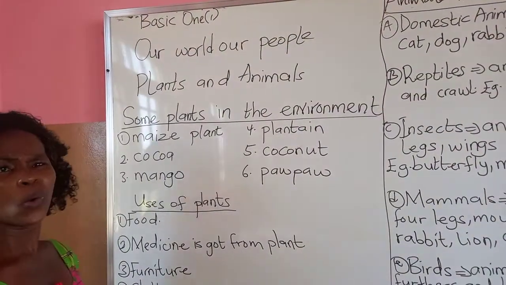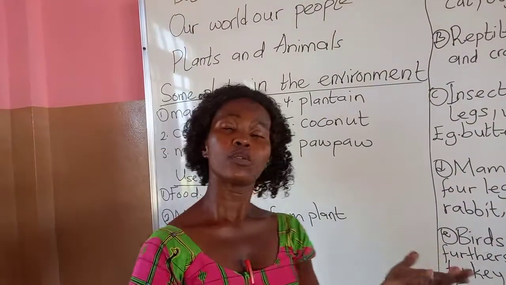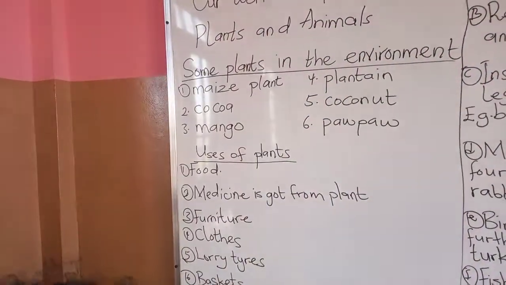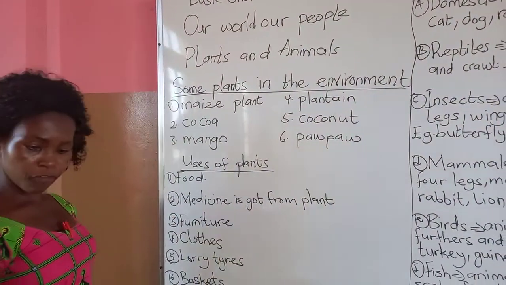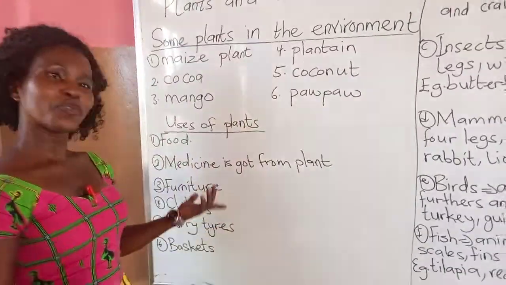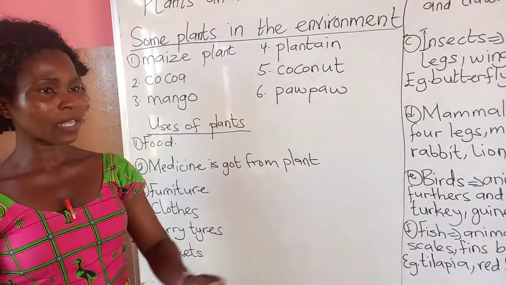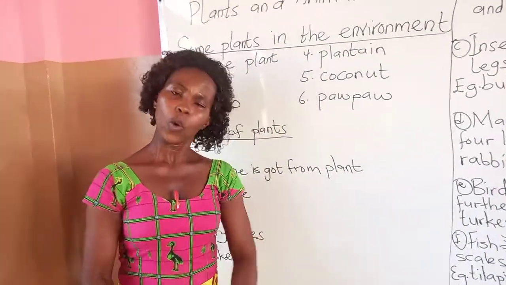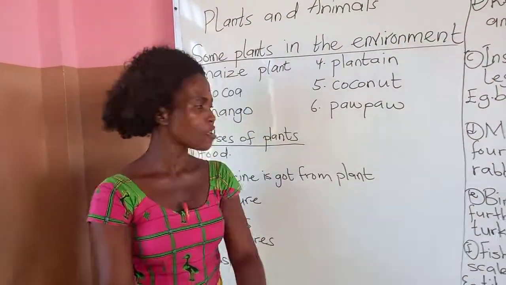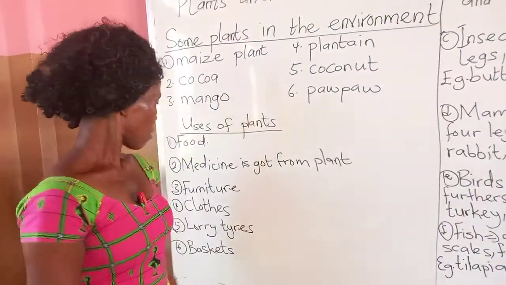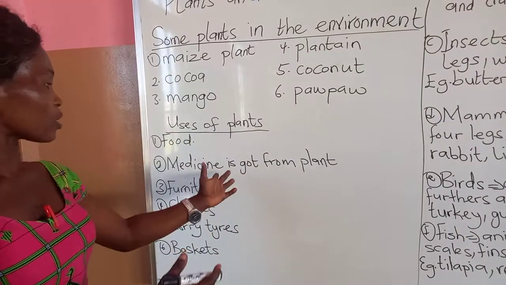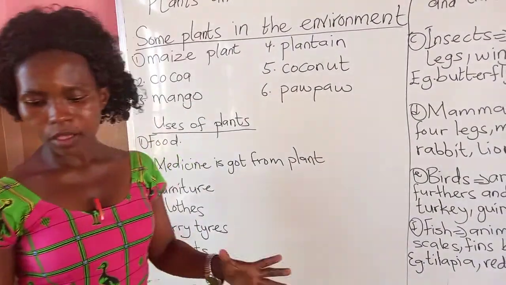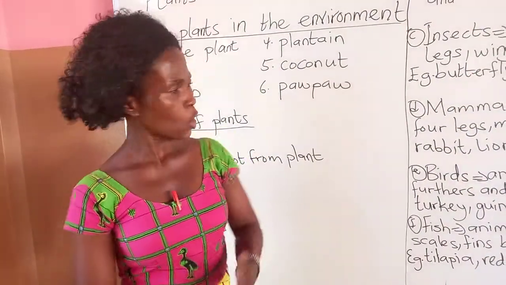Alright, so now, these plants, some are useful. Not some, most plants are very useful. We use them in so many ways. So let's look at some uses of plants. Now, food. Our cassava, the plantain, the coconut, the pawpaw, the maize that we have been eating, we have been enjoying. Where do we get them from? Surely we get them from plants. So we get food from plants. Medicine. Some of our medicine, we get it from plants. Our medicine, the herbal ones, we have the traditional medicine, and we also have some of the herbal ones. We get them from plants.